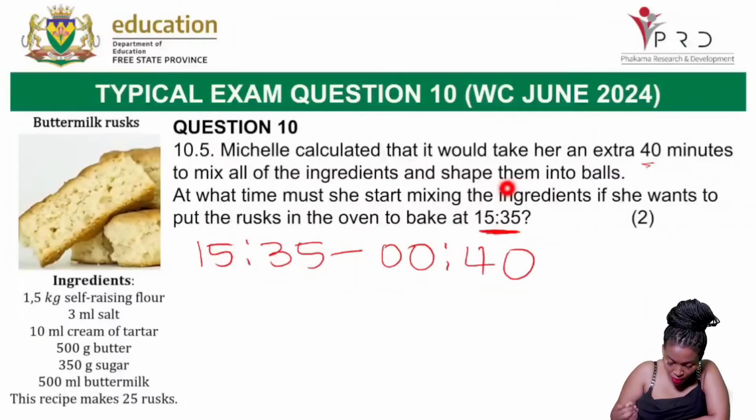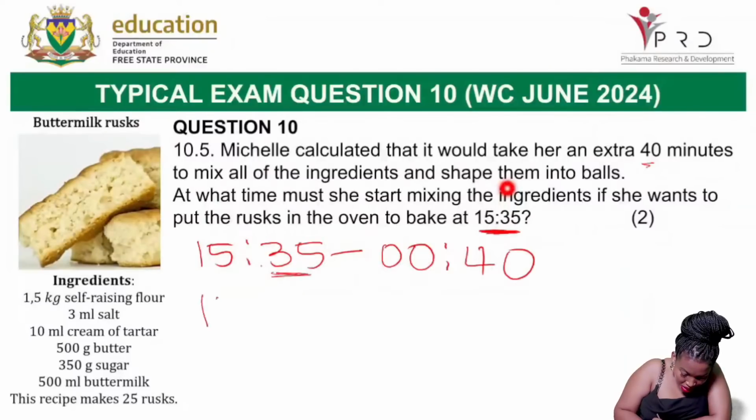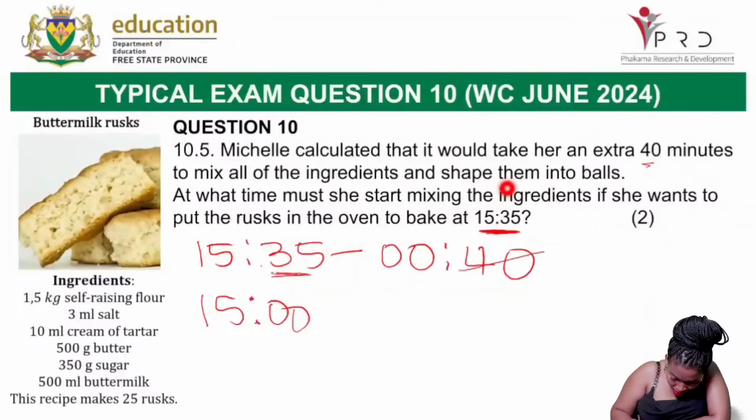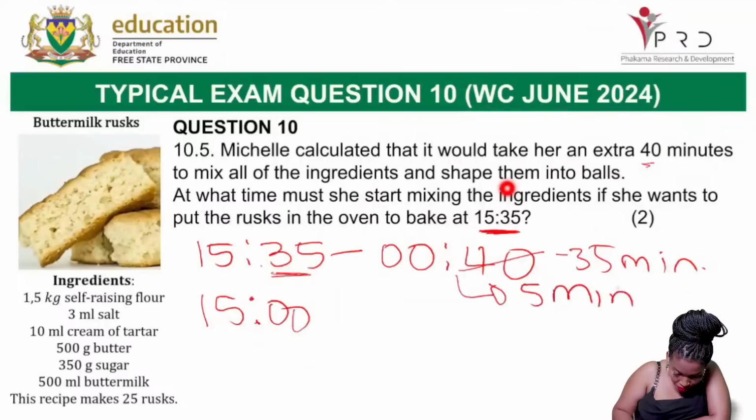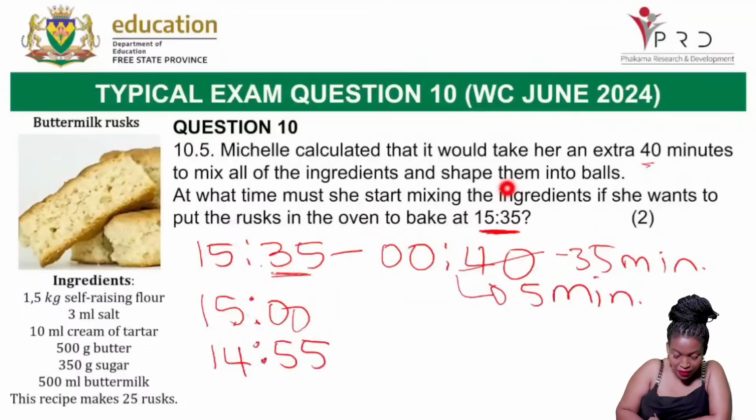So normally what I do, I would say, okay, this 15 hours minus 35 minutes, I will have 1500. But then because I've subtracted 35 minutes here, it means I'm still left with how many minutes? I'm still left with 5 minutes. So from this 1500, if I take out 5 minutes, the time that is left is 14:55.